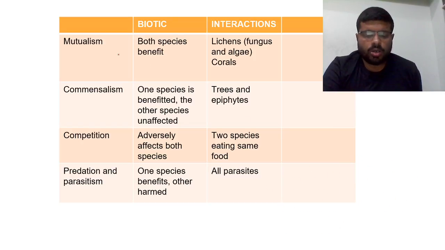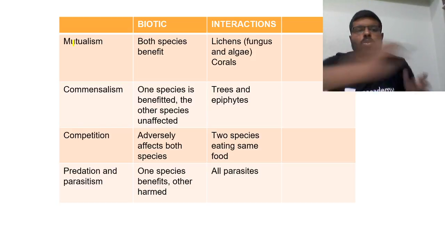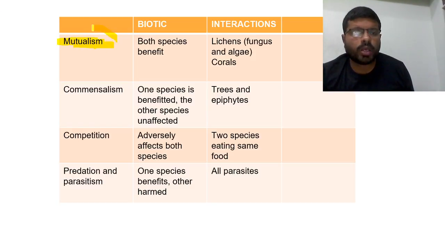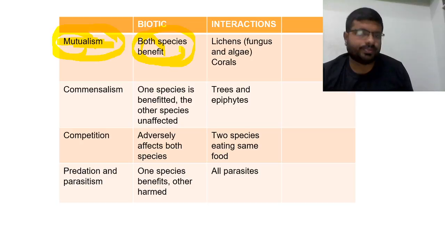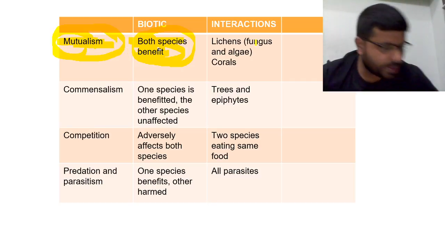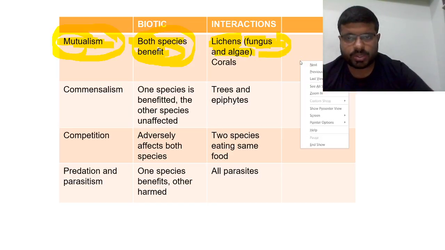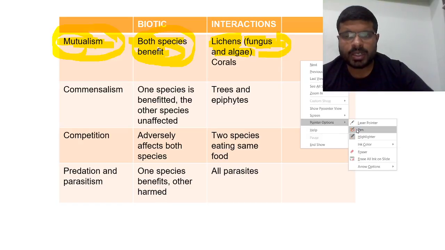So first one is mutualism. Mutualism, as the name suggests, mutual, is nothing but both species benefiting. When the interaction is happening between these two species, both species will be benefiting. Example, lichens. They live in a symbiotic relationship; lichens are combinations of fungus and algae, and they live in a symbiotic relationship. Yes, symbiotic relationship, symbiosis, any kind of symbiosis.